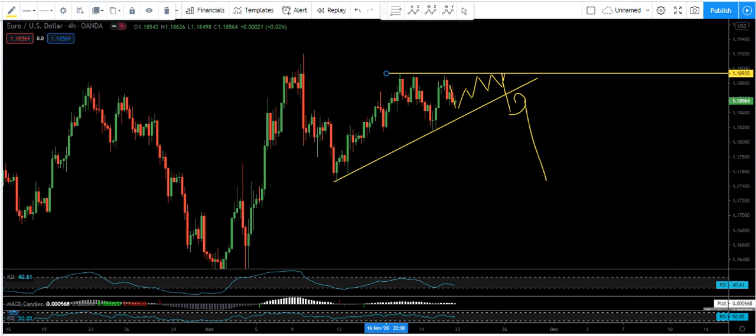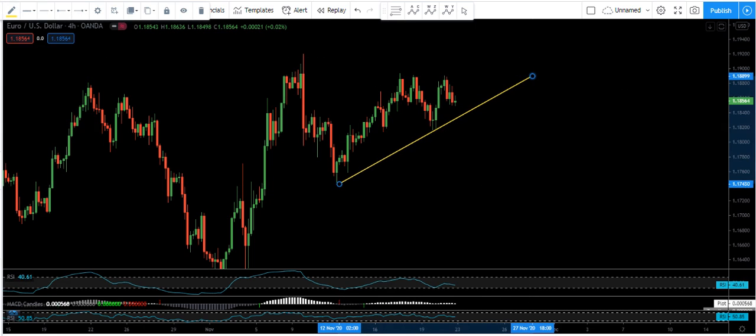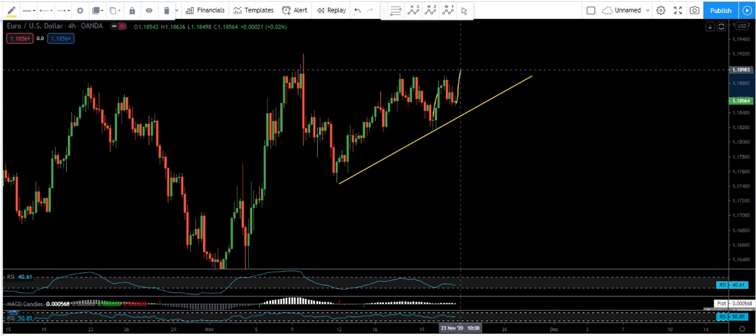But how about if we have this trend line and the price, similar to what we have here, makes this move, we get the sharp move, and the price breaks this top.